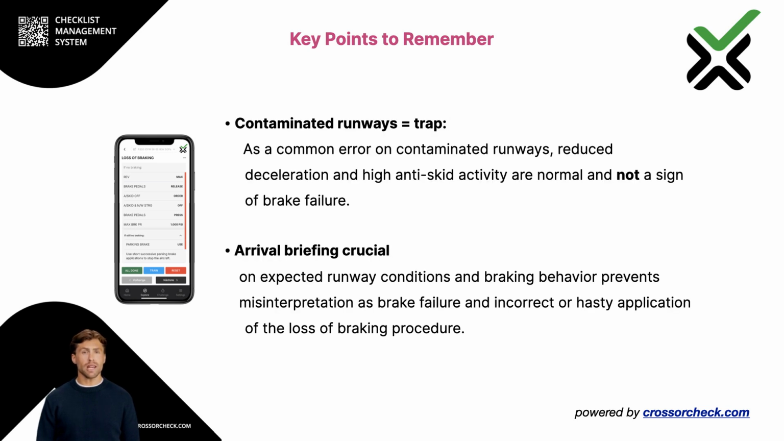Contaminated runways equals trap. As a common error on contaminated runways, reduced deceleration and high anti-skid activity are normal and not a sign of brake failure. Arrival briefing crucial on expected runway conditions and braking behavior prevents misinterpretation as brake failure and incorrect or hasty application of the loss of braking procedure.